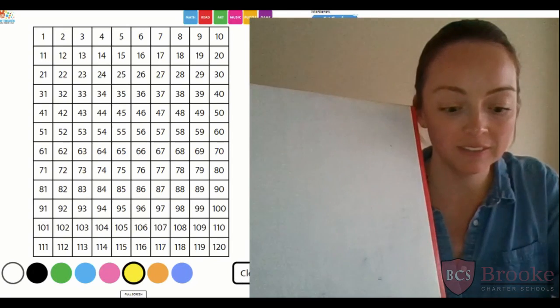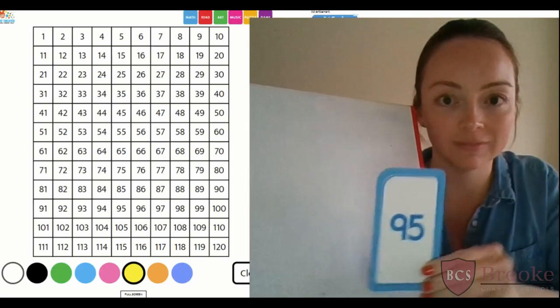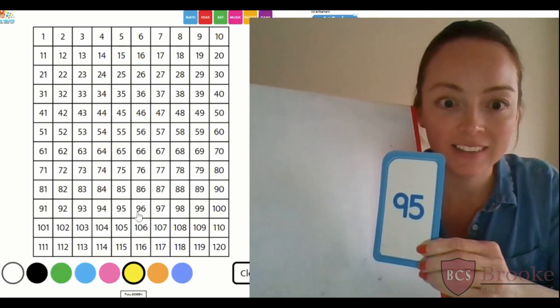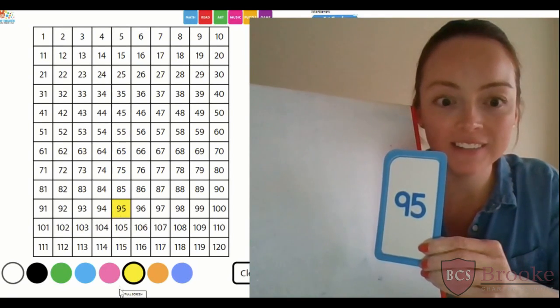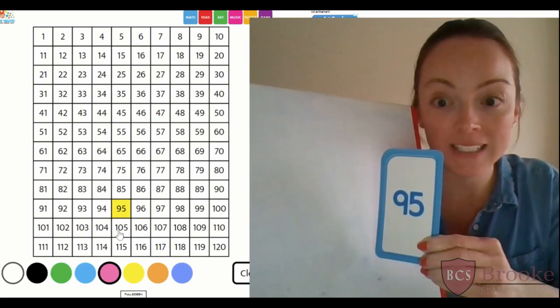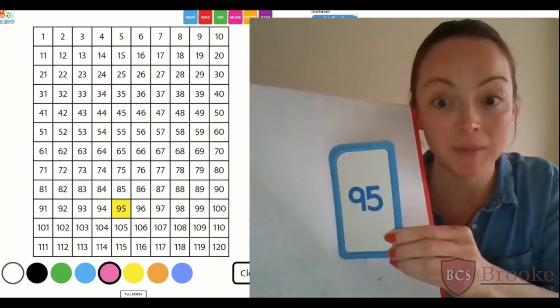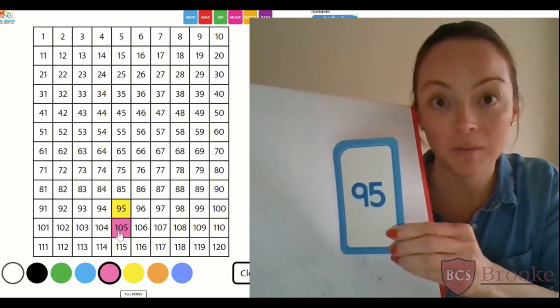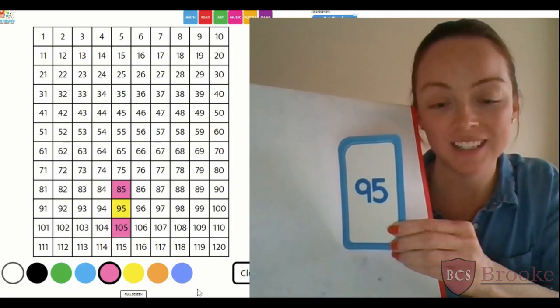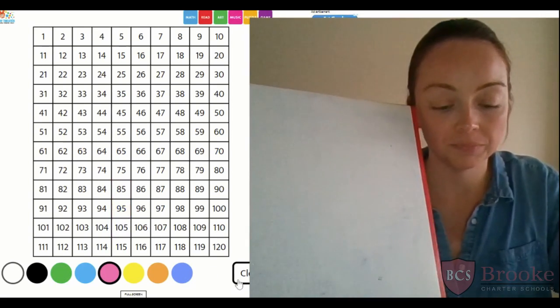First number, woo, there we go, 95. Here we go, 10 more. Nice, 105, because I know 9 tens would regroup to make 10 tens, and that would be 105. And then 95, take away a 10 stick, of course, 85. Nice job.